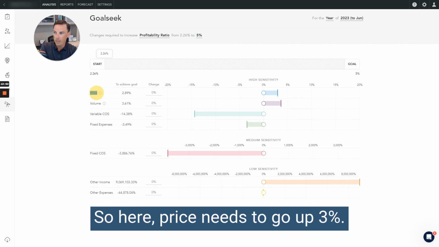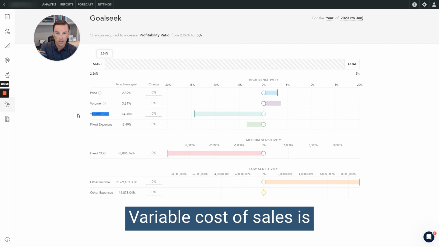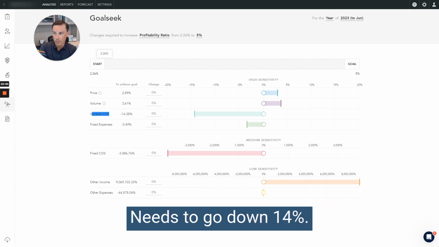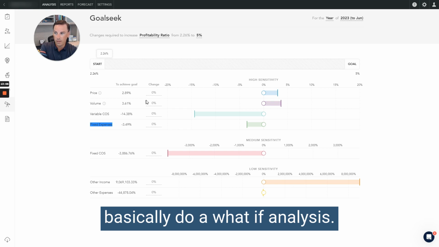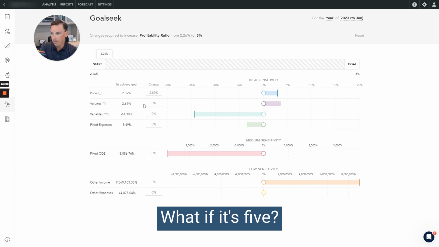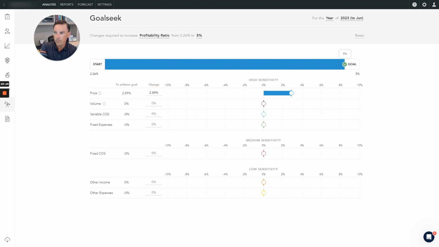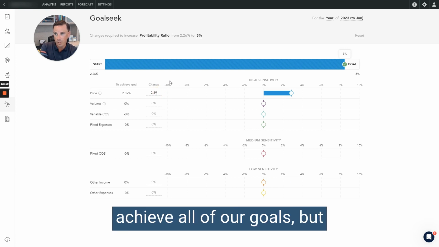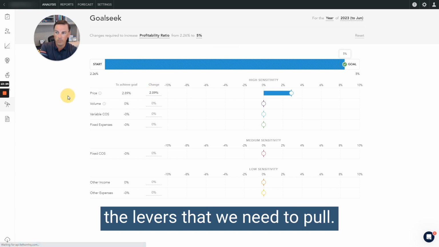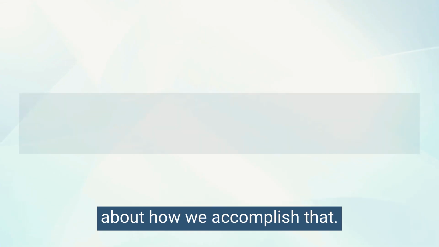So here, price needs to go up 3%, volume needs to go up about 3.5%. Our variable cost of sales, this is otherwise known as our COGS, needs to go down 14%, fixed expenses needs to go down 3%, and then from here we can basically do a what if analysis. Well, what if it's not 3%? What if it's 5? There we go, 5. Basically, we don't even need to get to 5. We can do 2.89% and we can achieve all of our goals. But we can do a what if analysis here and figure out where are the levers that we need to pull, and then we can have conversations around that and strategize around that about how we accomplish that.